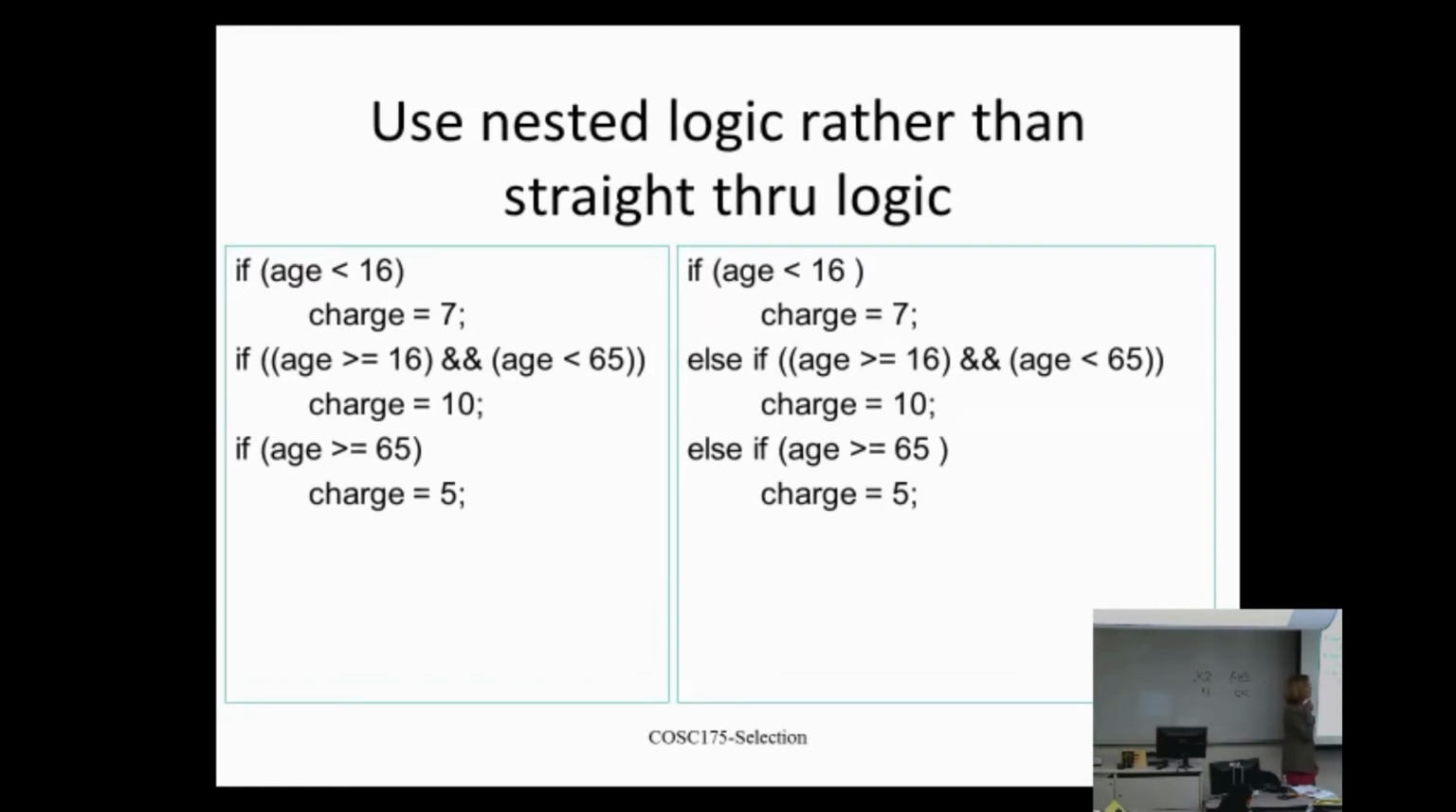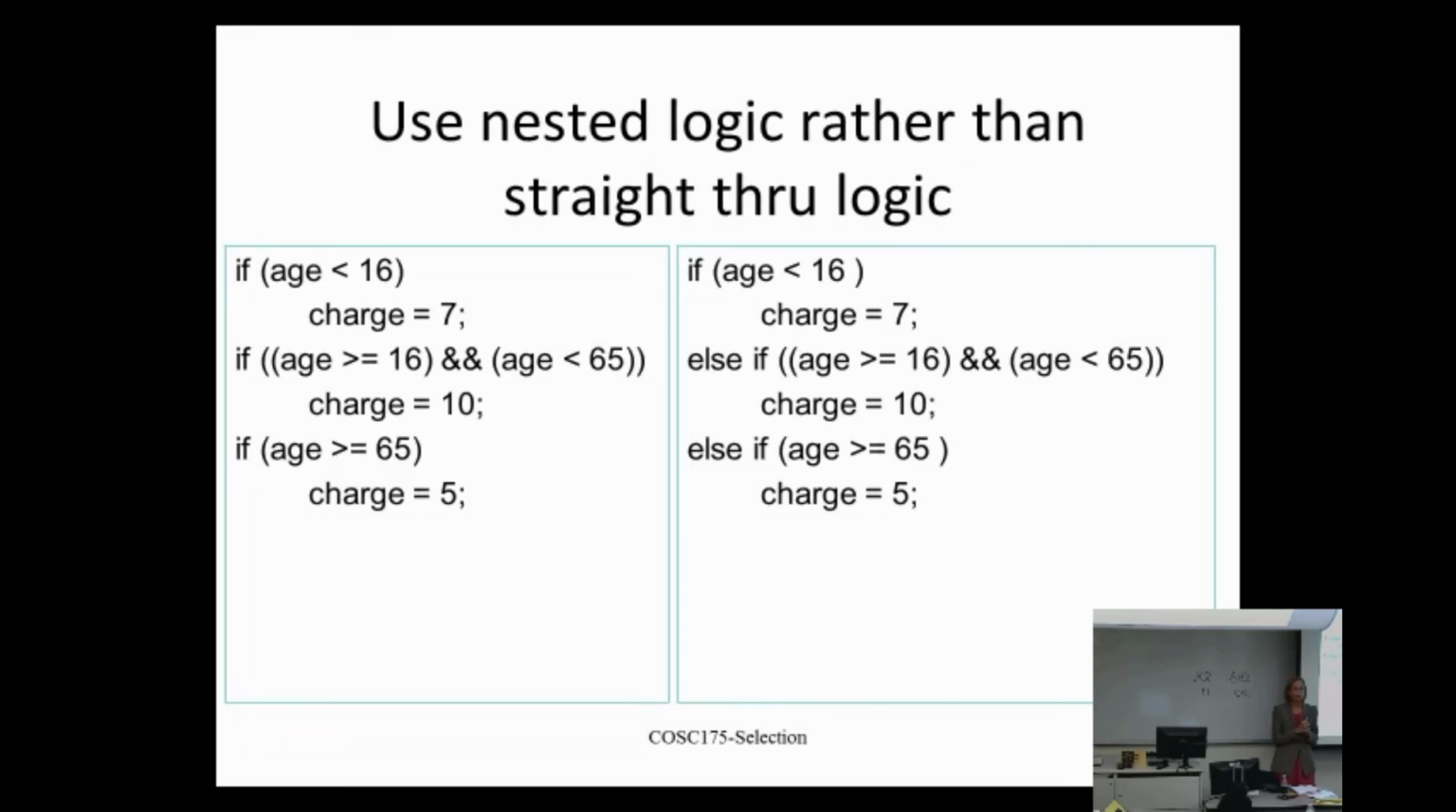Now, in this particular example, I have movie charges. So let's say that if you're less than 16, you pay $7. If you're between 16 and 65, you pay $10. If you're greater than 65, you pay $5. So everybody take a look at this. One way I did this, on the left-hand side, I did 3 if statements. On the right-hand side, I rewrote the same thing, but this time I used an else if. Does everybody understand by looking at this what's happening?